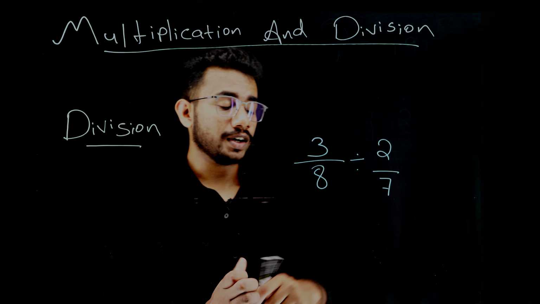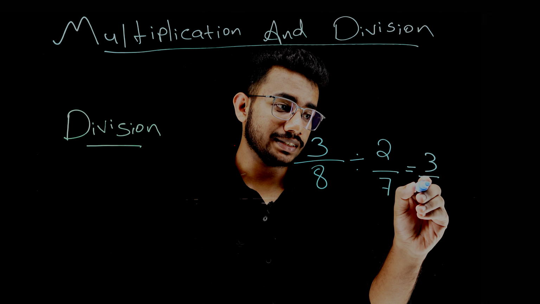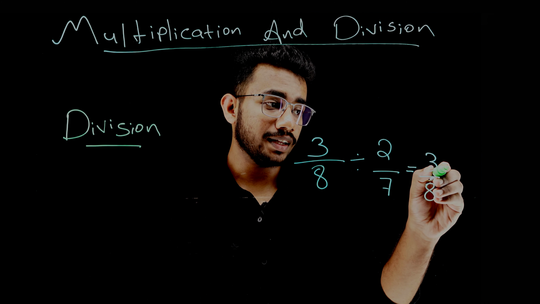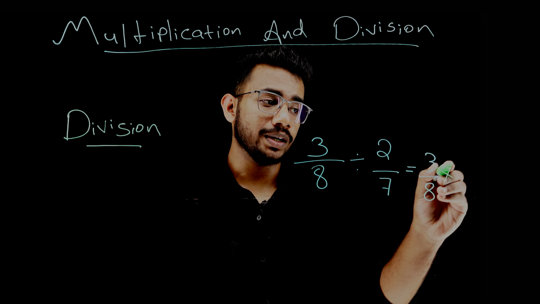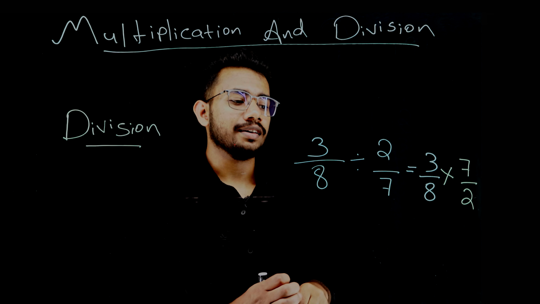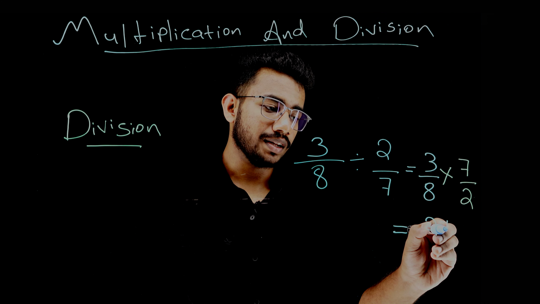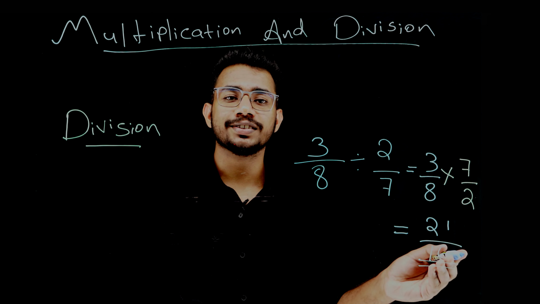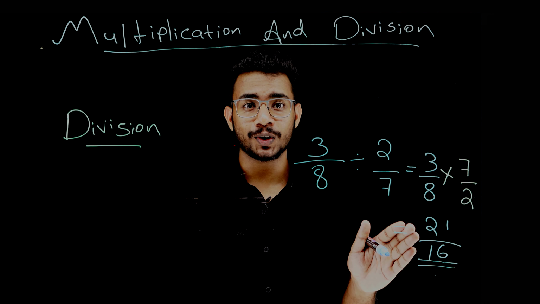Now, what we are going to do is that 3 by 8 stays exactly like that. Then, instead of dividing it, I'm going to multiply it with the reciprocal of 2 by 7, that is 7 over 2. And my answer would be what? 7 times 3 is 21 divided by 8 times 2 is 16. So that's the answer. And that's all about today's topic. And this is nothing but the last section of our chapter, fractions.